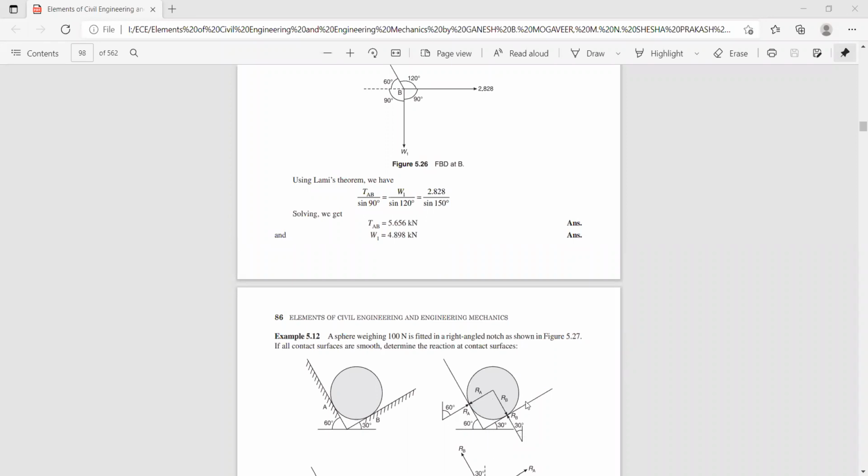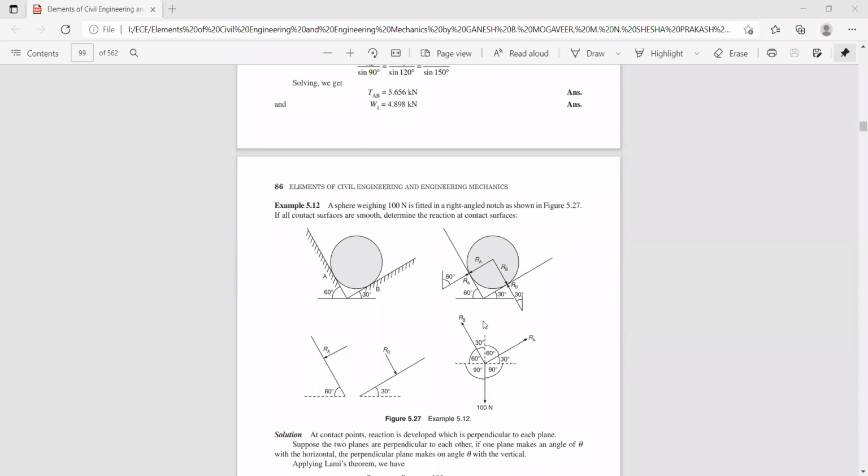Now let us try to draw the free body diagram. These are the two reaction forces. In any case, we have to first select the reference axes X and Y. Now you can see here, the reaction force from point A is acting in the upward direction, directed towards the first quadrant. And RB is the reaction force, which is also acting upward and perpendicular to the plane of contact, and it is directed to the second quadrant. And the weight of the sphere obviously acts vertically downwards, 100 Newton.